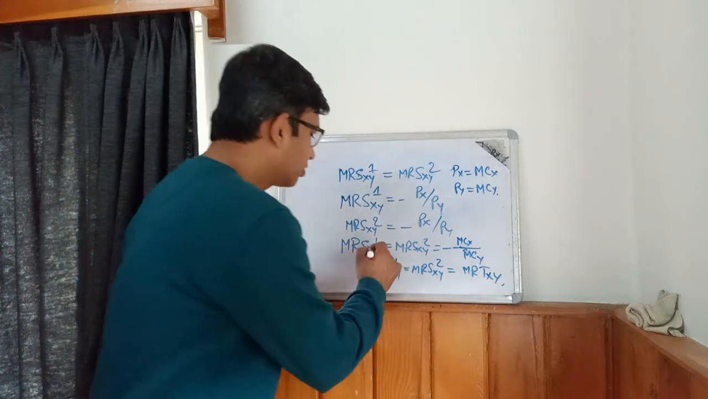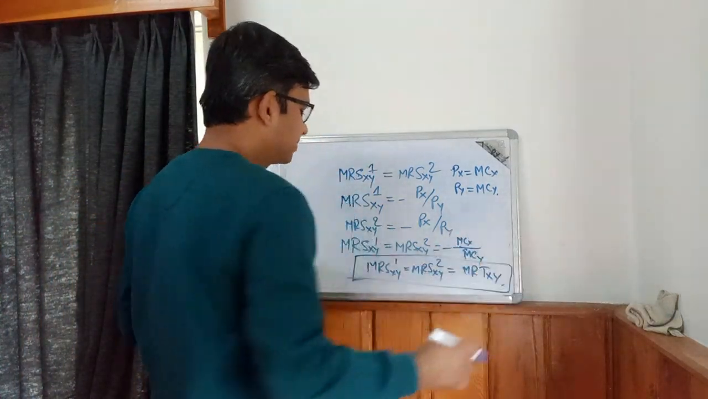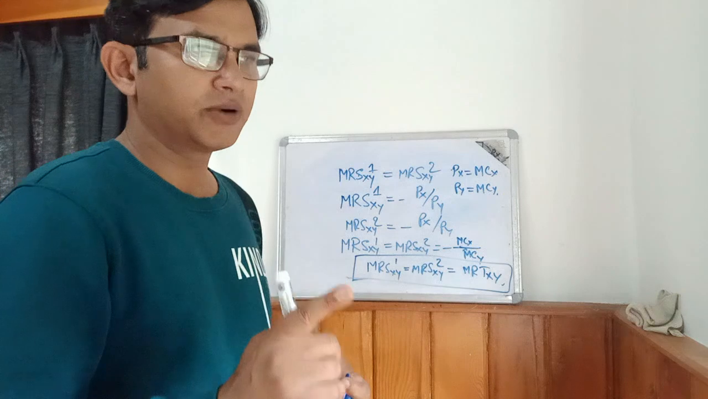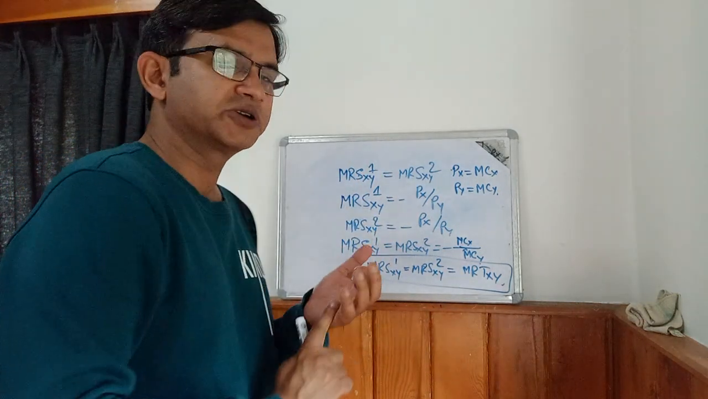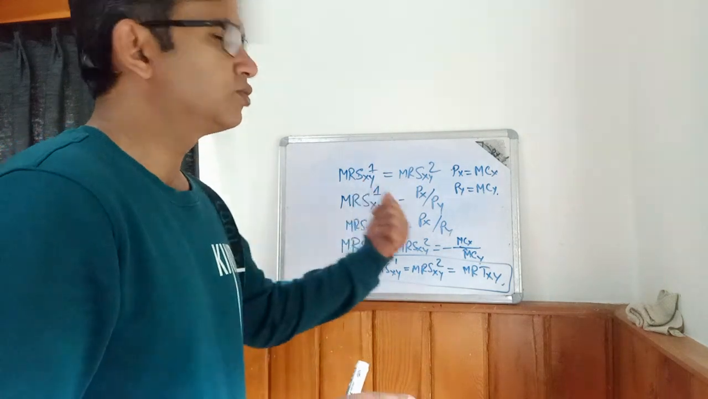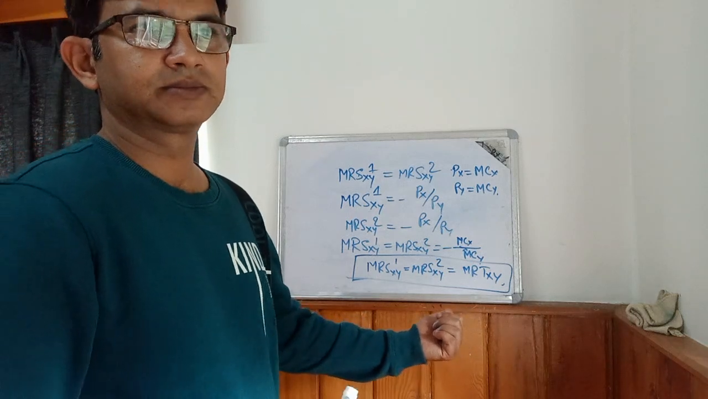So this is the Pareto optimality condition, that the marginal rate of substitution between X and Y for consumer 1 will be exactly equal to the marginal rate of substitution between X and Y for consumer 2, that should be equal to the marginal rate of transformation.